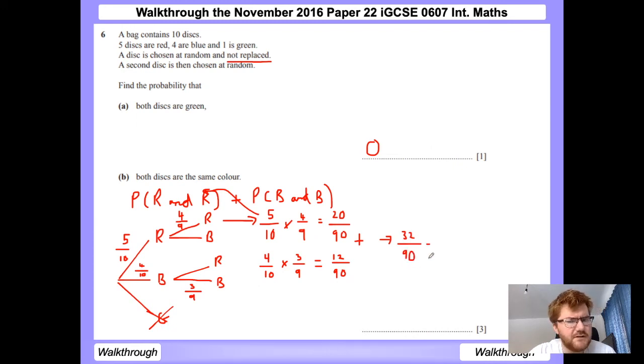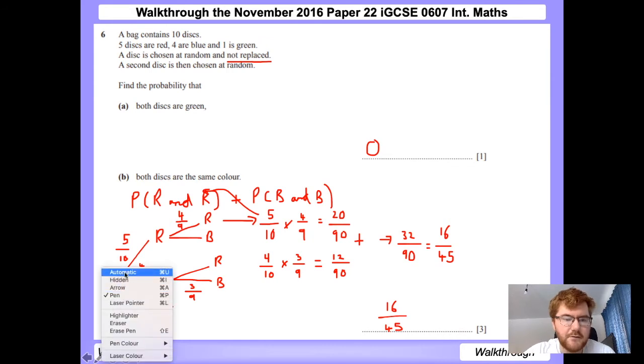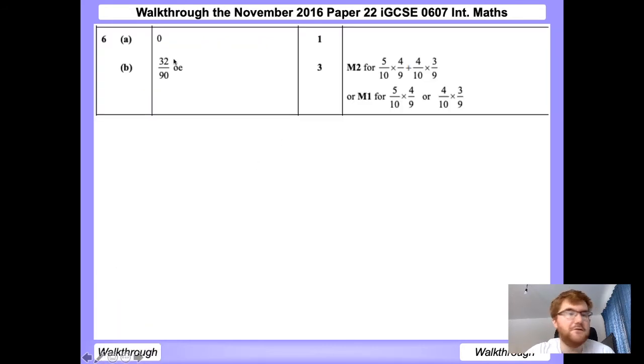which I don't think, strictly speaking, you need to simplify, but if we simplify, divide by 2, we get 16 out of 45, and we have a quick look, and we can't simplify it any further, so our answer will be 16 out of 45 for our 3 marks. And do they simplify? They do not simplify.